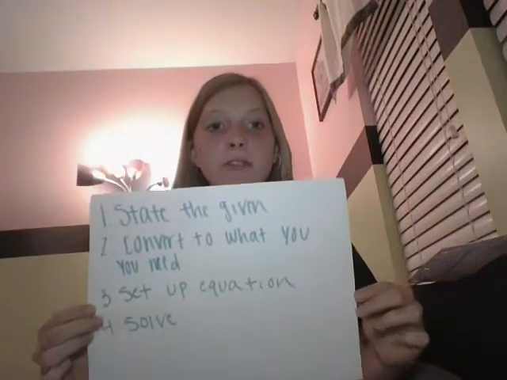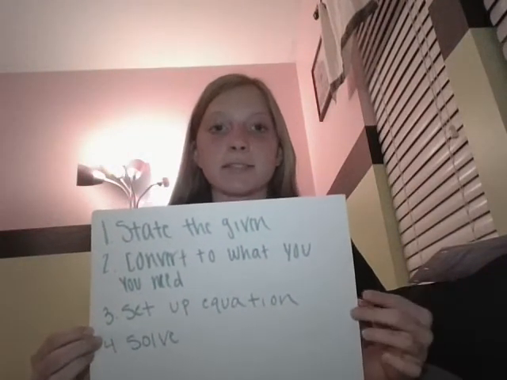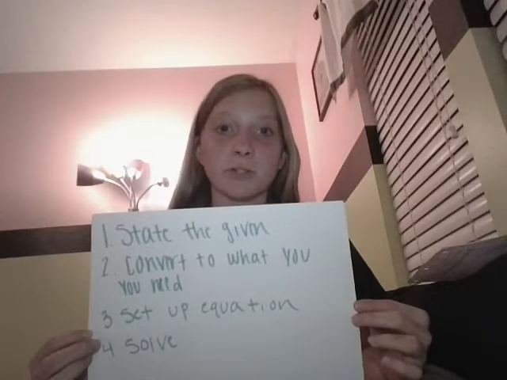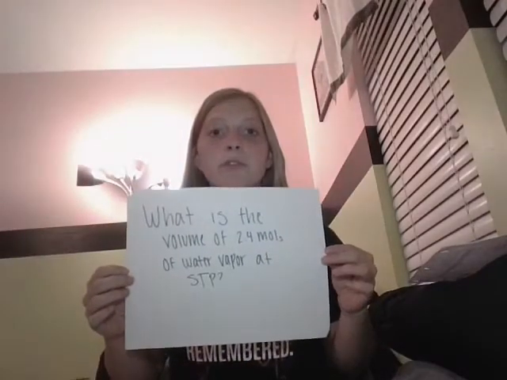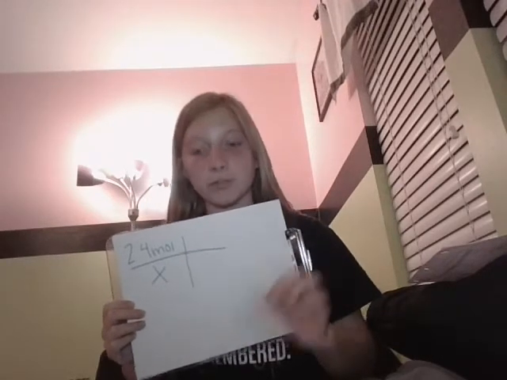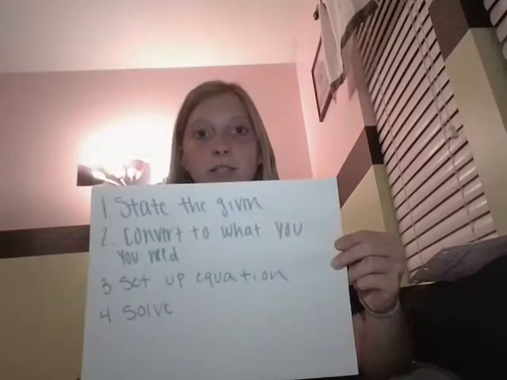So now that we know that, we need to go to our steps. So our first step is we need to state the given. The second step is we need to convert to what you need. Third is we need to set up the equation, and 4, we need to solve. So starting with number 1, state the given. In our question, it says that we have 2.4 moles of water vapor. So let's just go ahead and write that down. 2.4 moles of water vapor. Just like that. And using our conversion of 1 mole is equal to 22.4 liters, we can then find step 2, convert to what you need.